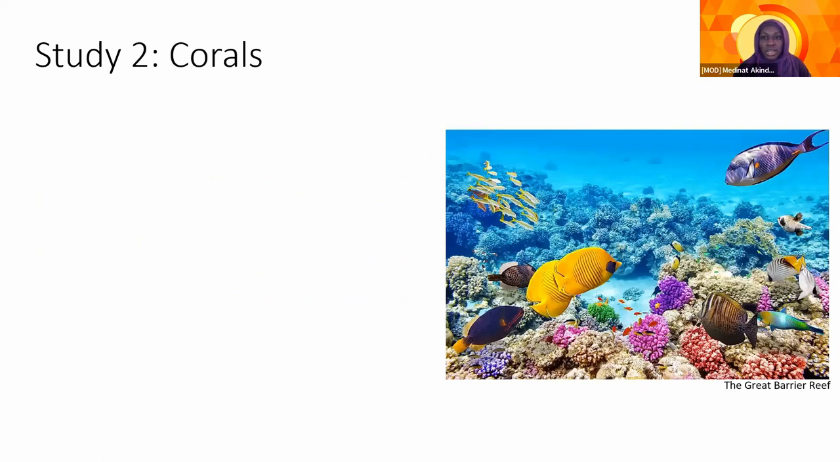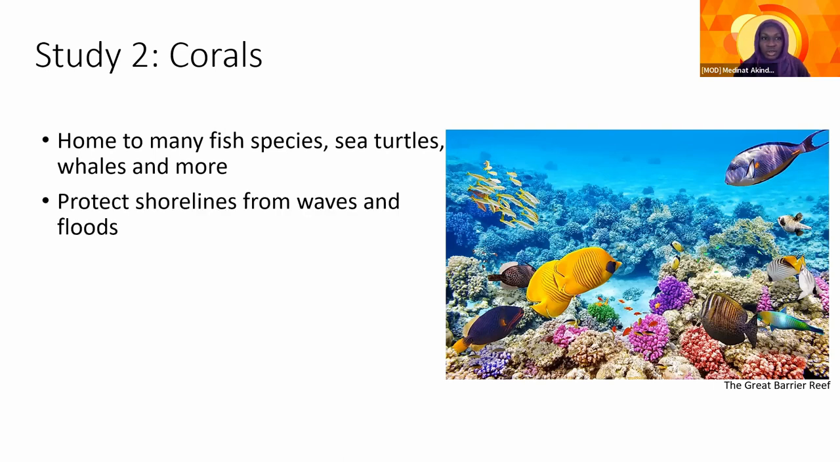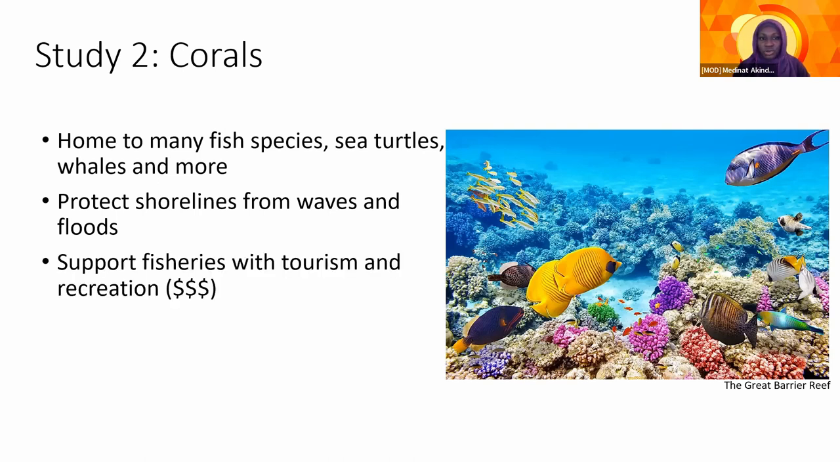The next study that we can look at is corals. This is a beautiful picture of corals in the Great Barrier Reef. Corals are home to many fish species, sea turtles, and whales. They're important in protecting our coastlines from waves and floods. They're also important for recreation, as people go snorkeling. So this really brings in a lot of money for the economy.